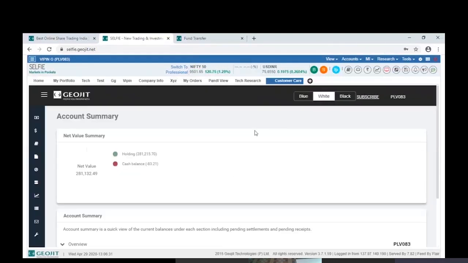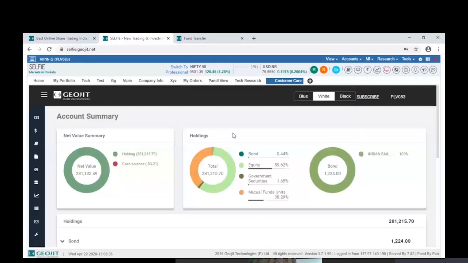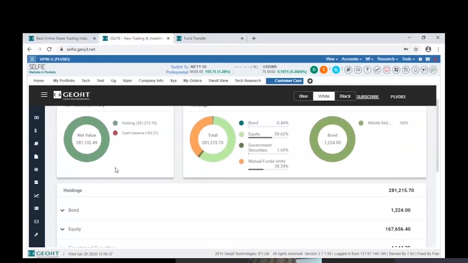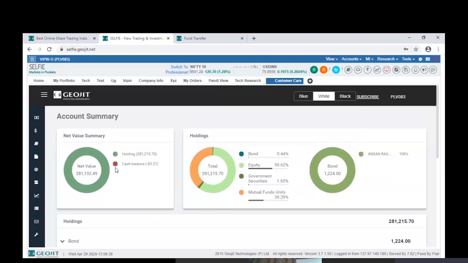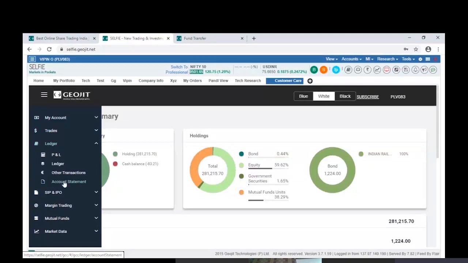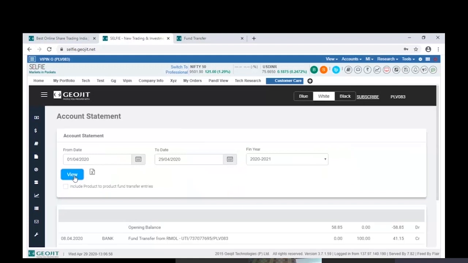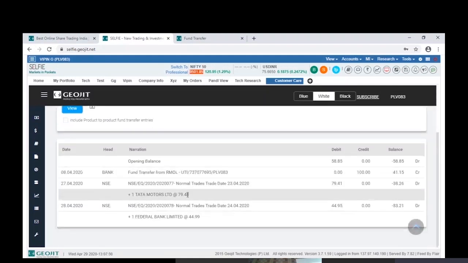So this is the customer care page, which will show my demat holding, my bills, contract note, etc. You can pull on the 3 lines out here. You could see my accounts, trades, ledger, etc. So if I want to look into the ledger or into the account statement, just click on the account statement, give the date. So here I have given the date and just click on view. Automatically, the transactions you have done through Geojit will appear here. So this is the statement.